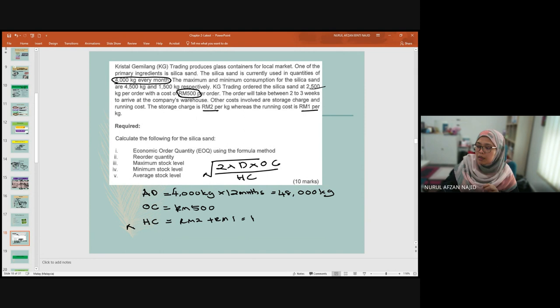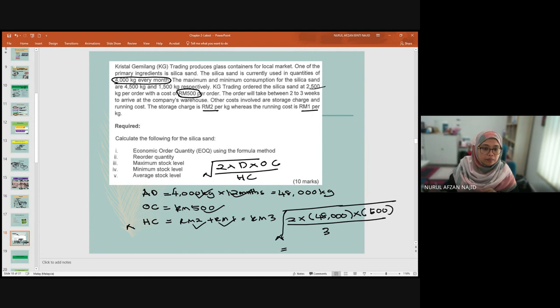So nanti bila madam marking, you punya test, marking akan dapat kat sini. 1, 2, 3, 4, 5. So dapat 5 tick kat situ untuk you dapatkan full mark. Ini baru masuk formula. Then masukkan dalam formula. Prepare formula you. 2 darab 48,000. Demand you darabkan dengan 500. Bahagikan dengan RM3. Dapat berapa? Kira. How much?